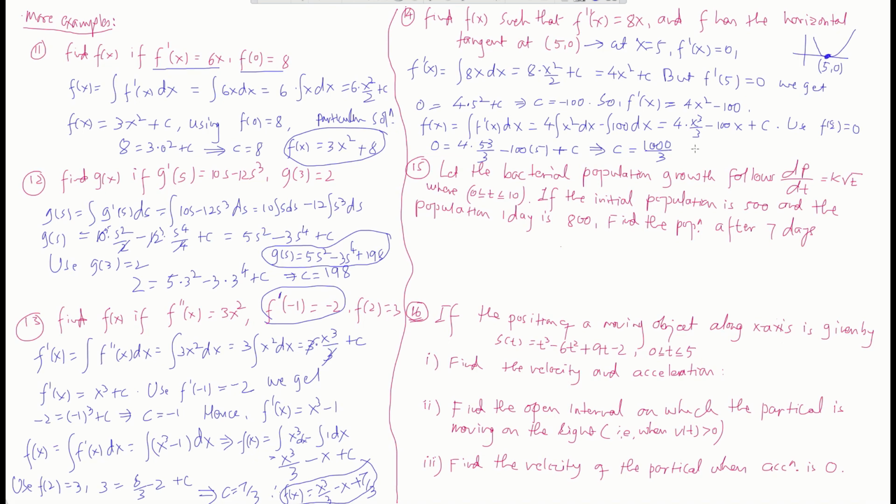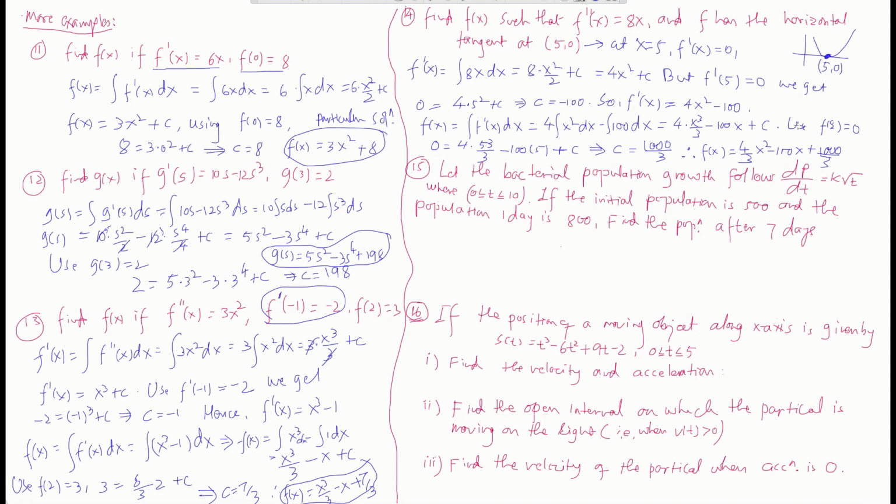Hence, what is the final answer then? Therefore, f(x) equals 4/3 x cubed minus 100x and then plus 1000 over 3. This is what you get. This is the final answer.